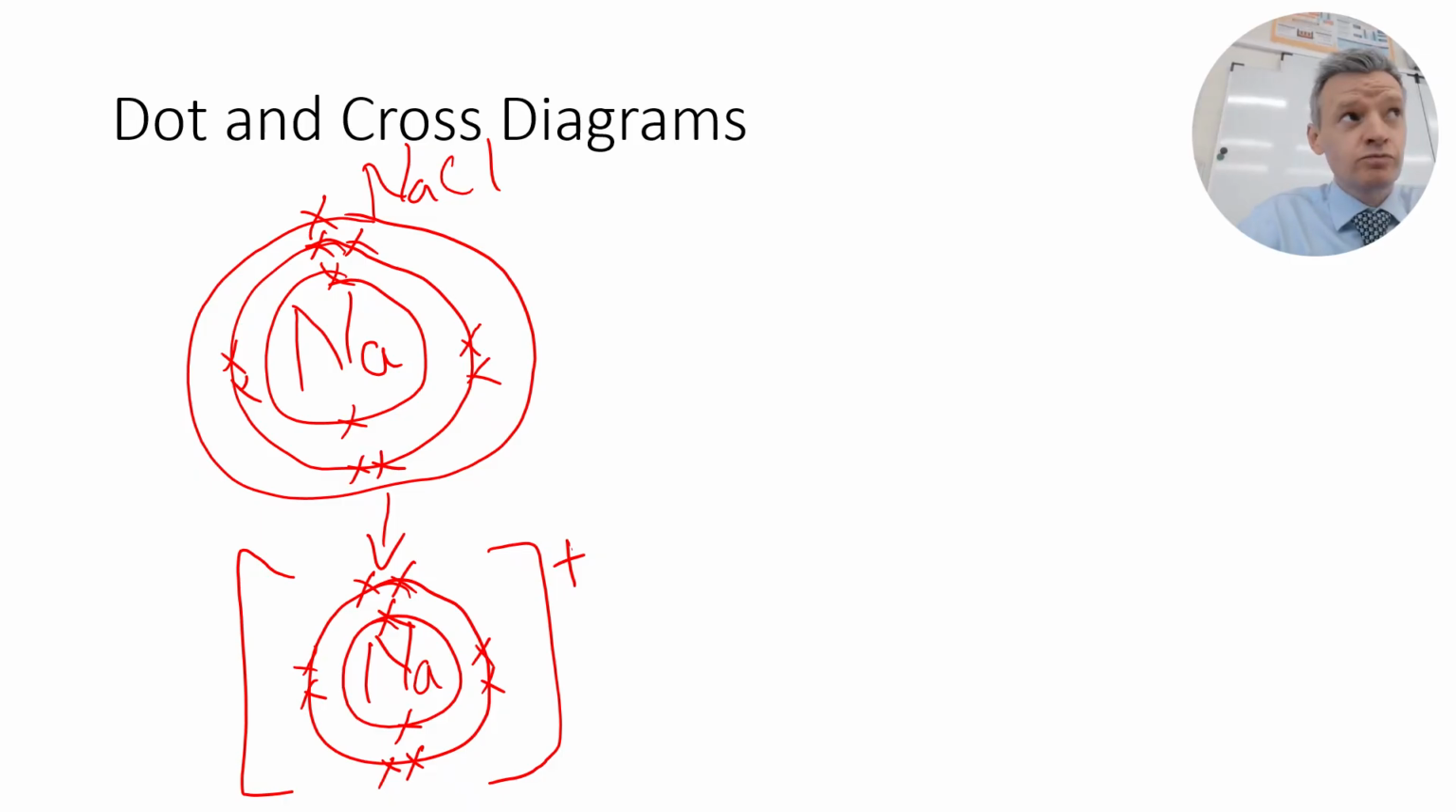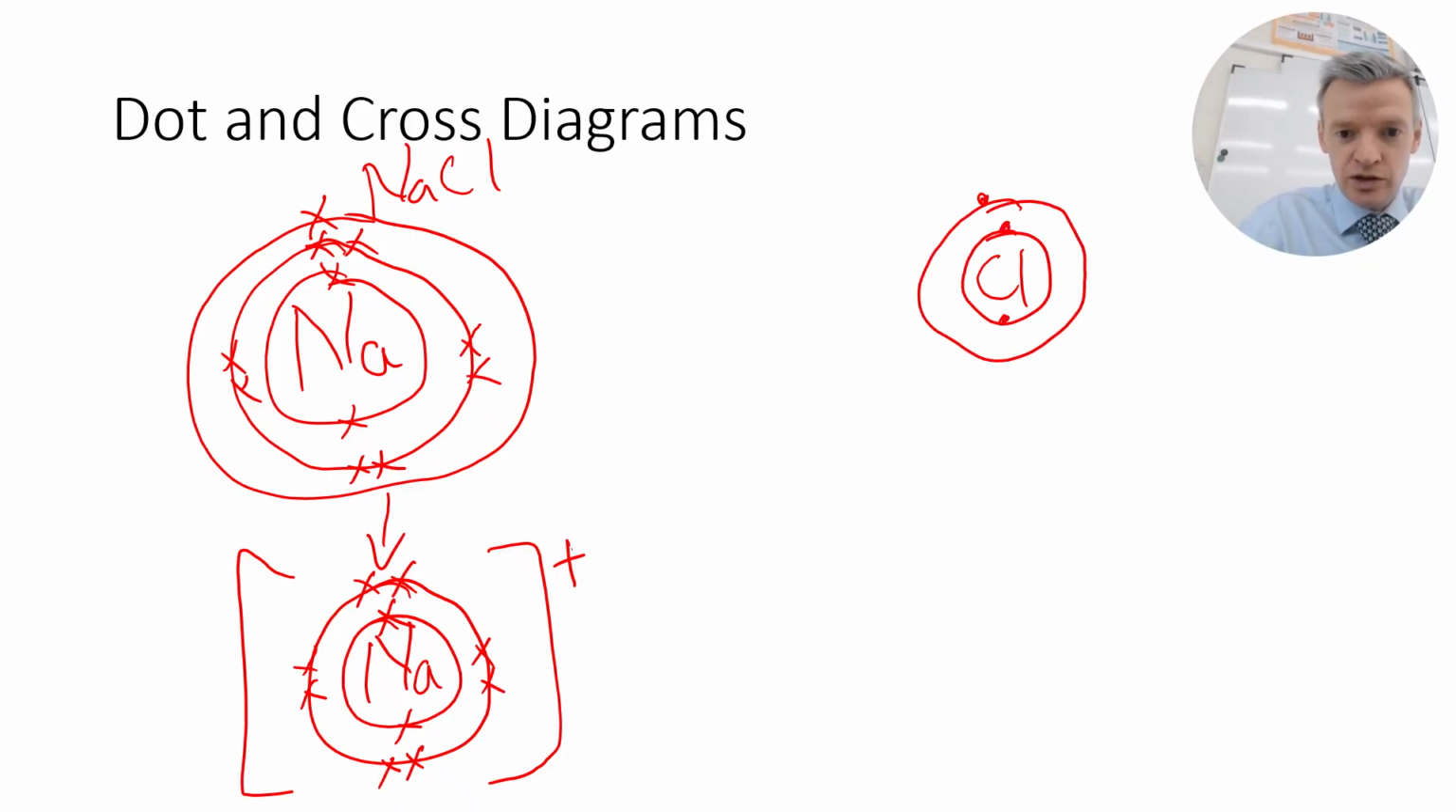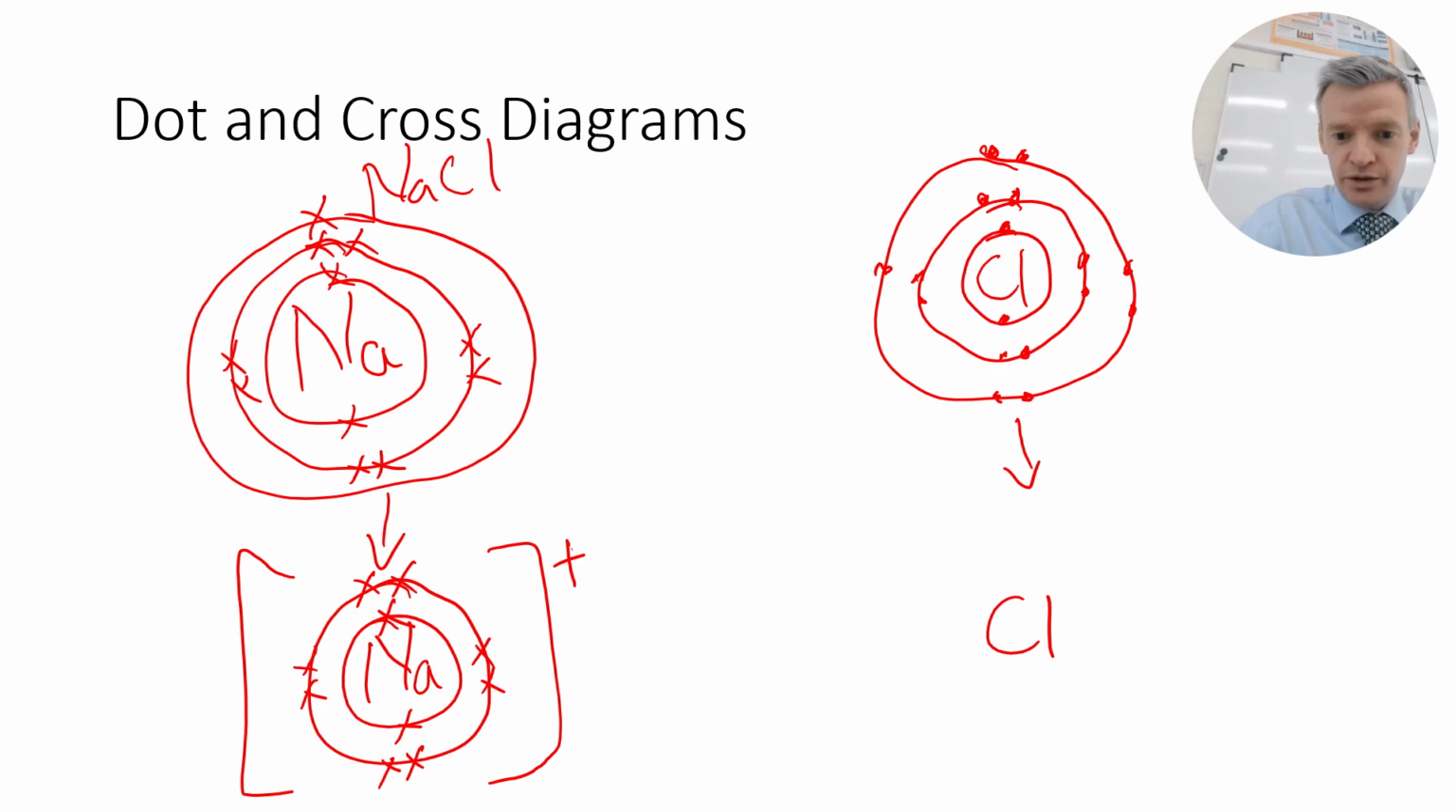Chlorine, non-metal, has 17 electrons. 2 in the first shell. Let's get a little bit messy. 2, 8. So that's 10, and then third shell has 7. Remember, non-metals gain electrons to have a full outer shell. So what you're going to be left with is chlorine. Let's draw the whole thing.